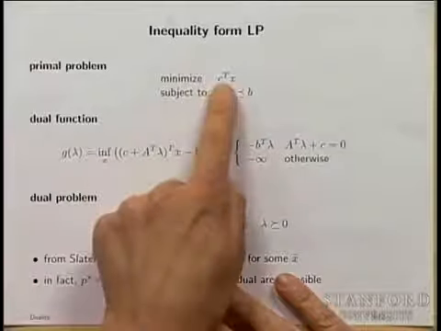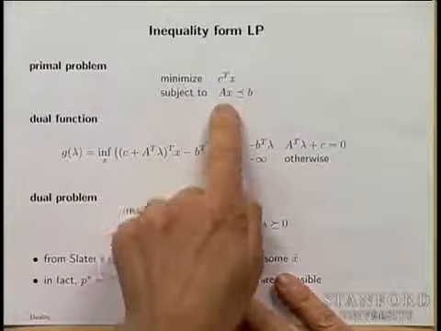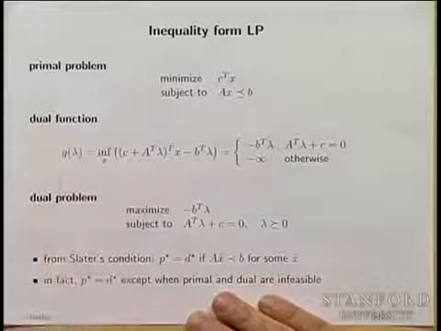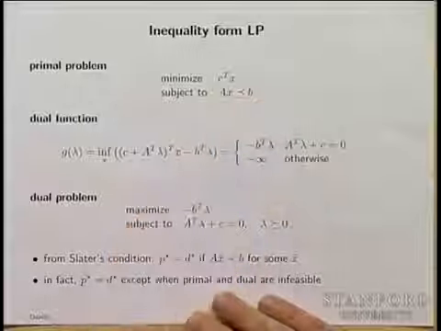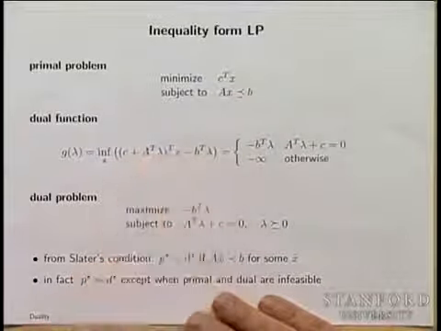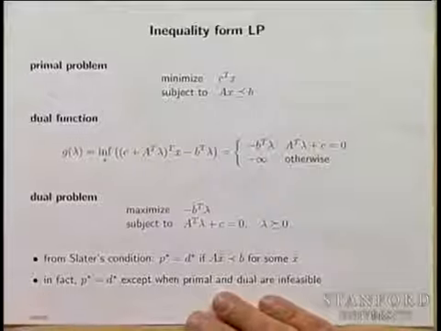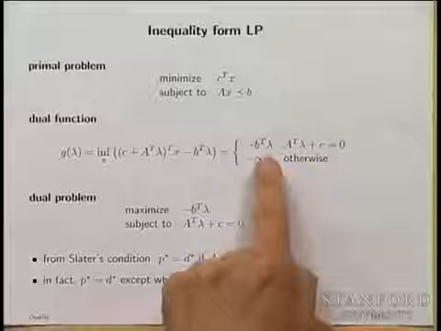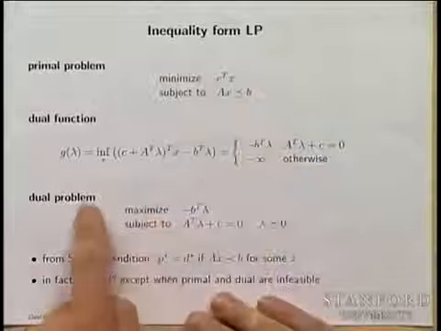G of lambda is c transpose x plus lambda transpose times (Ax minus b), because I put the b on the left-hand side to make this f less than 0. I do this, and I infimize this, but we know how to infimize an affine function. You get minus infinity unless the linear part vanishes. So I get this. And so this is the dual problem.